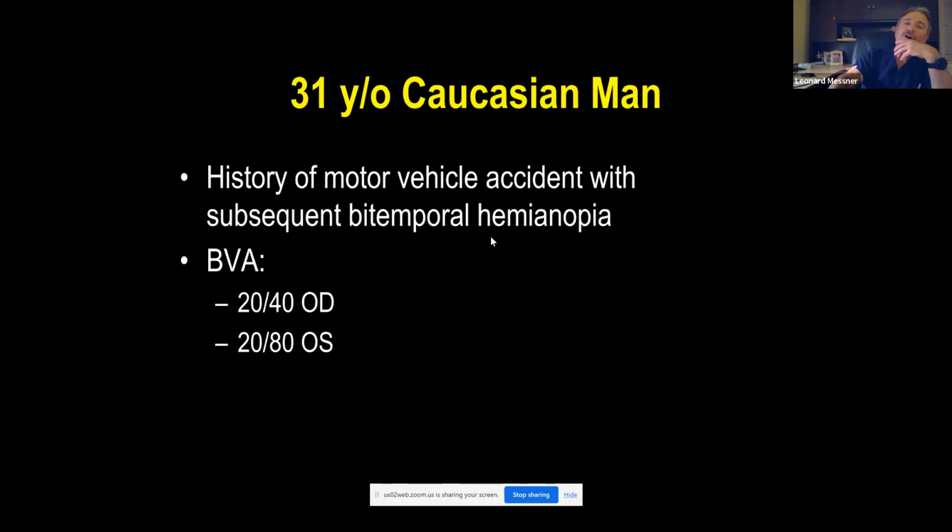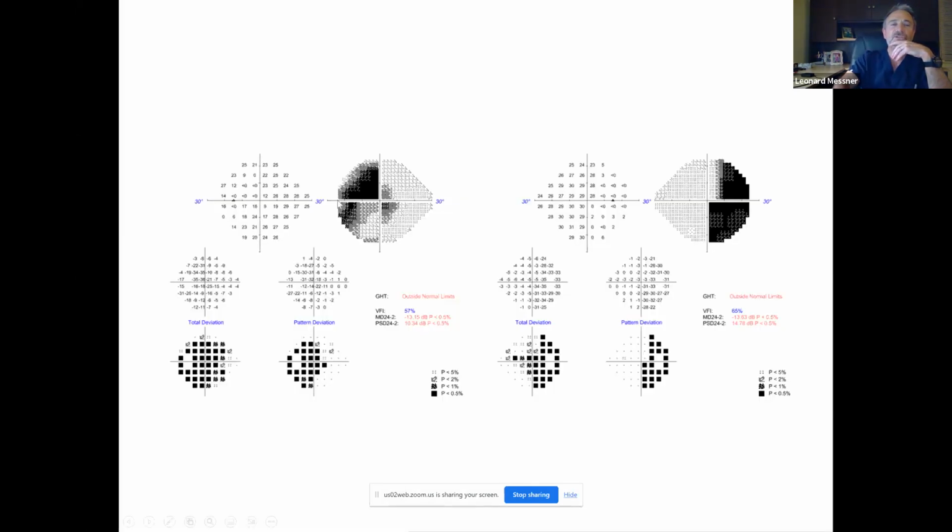And you can get this not just with a tumor, but you can also get it from trauma. So this is a 31-year-old man who was in a motor vehicle accident, loss of consciousness, vision now has been reduced to 20/40 in the right eye, 20/80 in the left eye. What you can see is that he has this very pronounced bitemporal hemianopia. Left visual field is on the left, right visual field is on the right, and you can see that he's got this bitemporal visual field defect that somewhat spares the vertical midline.